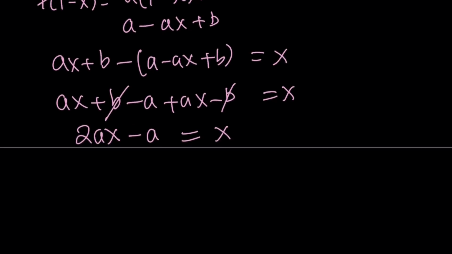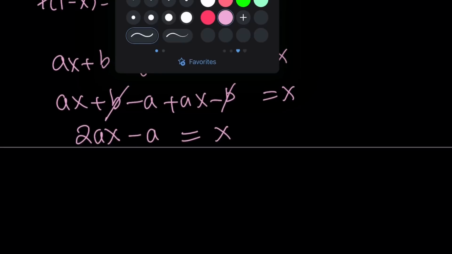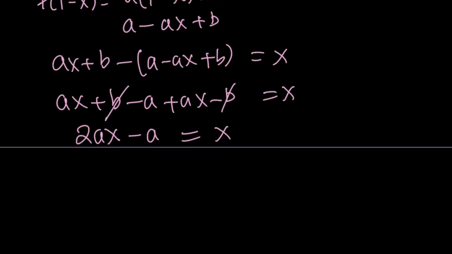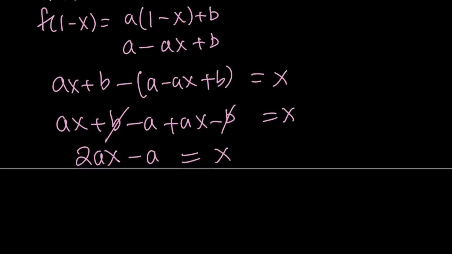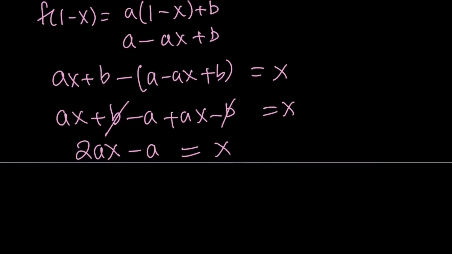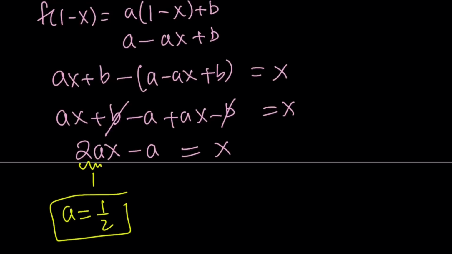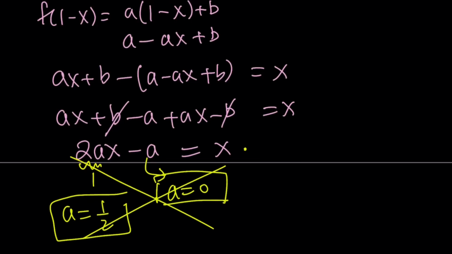Okay, so we kind of have two polynomials on either side. They're equal to each other for every value of x in the domain. So it means the coefficient of x should be the same on both sides, because this doesn't depend on x. They're always equivalent. So this means 2a equals 1, which means a equals 1/2. But on the other hand, we have a constant here, but we don't have a constant here. That means a should equal 0. But these two can't happen at the same time. That is a contradiction. This is impossible. Therefore, this at least tells us that f of x cannot be linear.